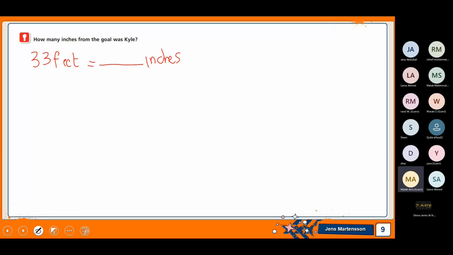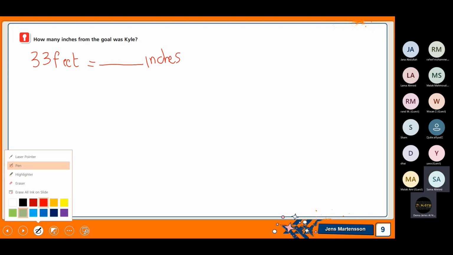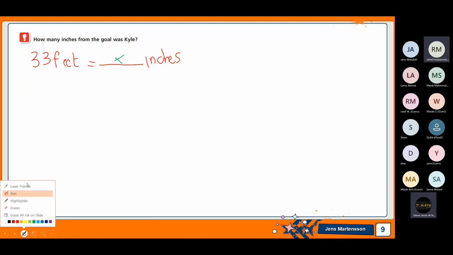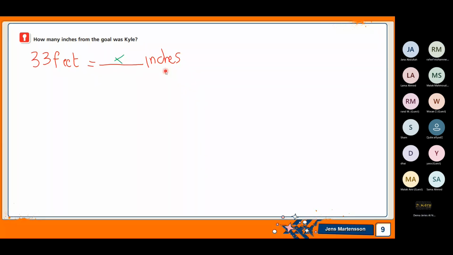Clear. Okay, so the 33 feet, how many inches? I'm solving B now. This is the first step. The second one: what do we have? We have feet and inches, right? Yes. Please go back here.